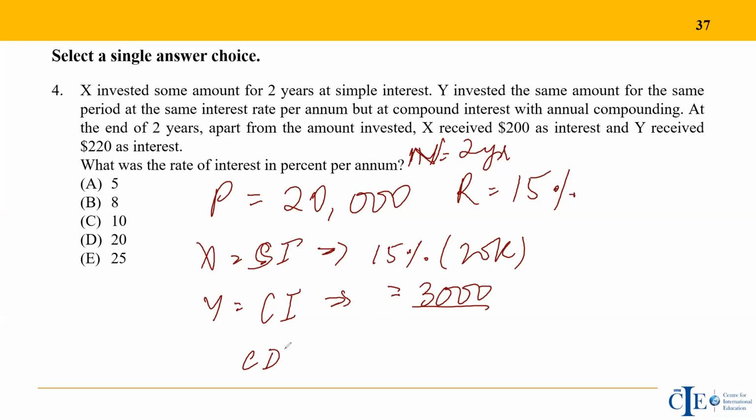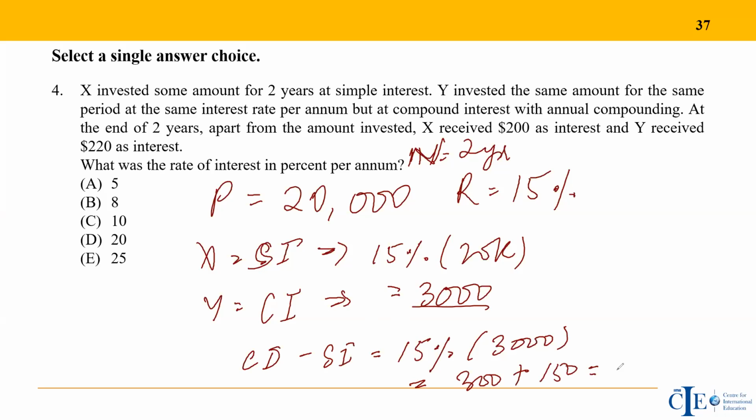The difference, CI minus SI, is simply R% of the first year's interest, which is going to be again 15% of this 3,000, right? 10% of 3,000 is 300. 5% is half, which is 150. So 15% is 450. So hence the difference between CI and SI for both of them would be $450. So Y ended up paying 450 more as interest as compared to simple.